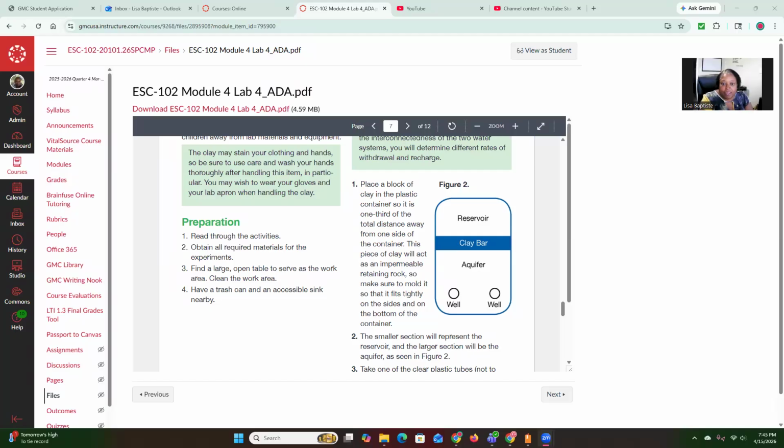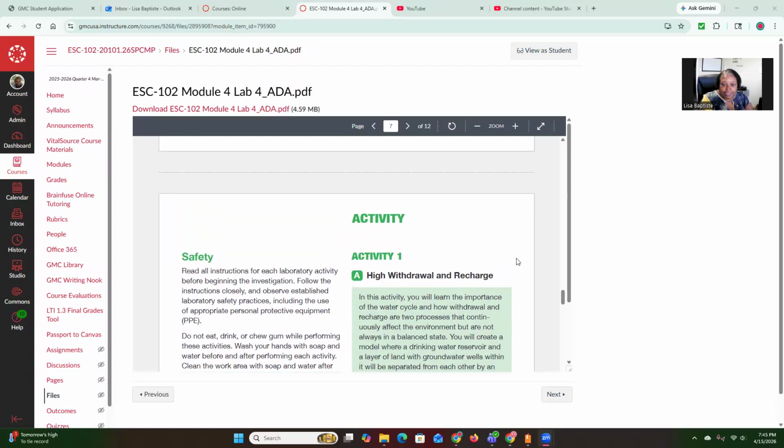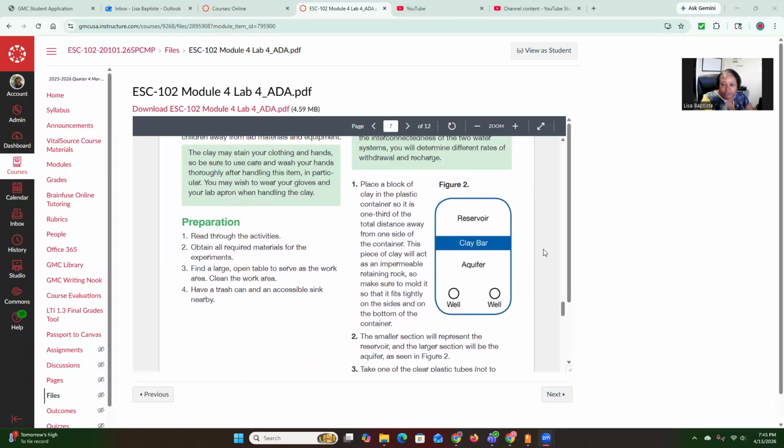Share again my screen so we can go back. All right. So in your activity one, you want your setup to look like this. So you see how the clay bar goes all the way across? This is what I was talking about. And so you want it to be about a third. So you're going to kind of mentally visualize your reservoir in thirds. And so you want this to cut off a third of the area that's going to be your reservoir. The rest is going to be your aquifer. All right. So the smaller section will represent the reservoir, the larger your aquifer.